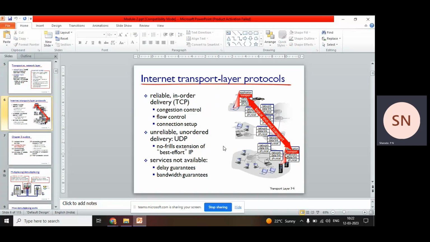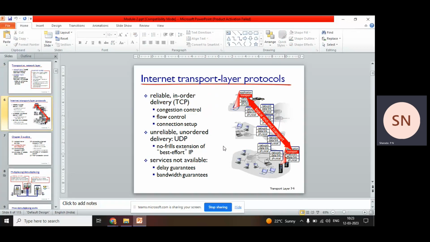The services that a transport protocol can provide are often constrained by the service model of the underlying network layer protocol. If the network layer protocol cannot provide a delay or bandwidth guarantee for the transport layer segments sent between hosts, then the transport layer protocol cannot provide a delay or bandwidth guarantee for the application messages sent between processes. Okay. So now let us see what the internet supports.